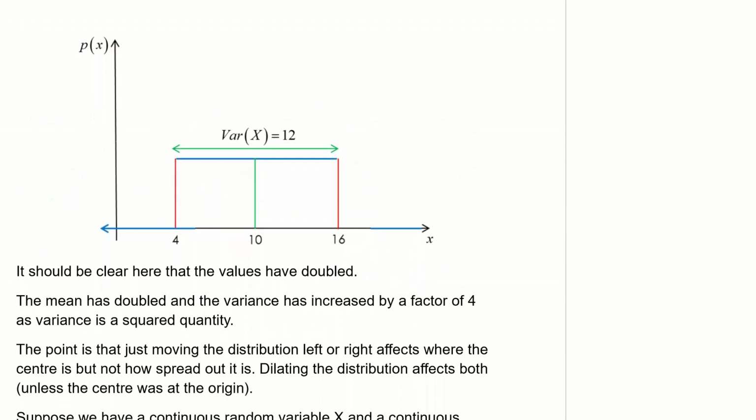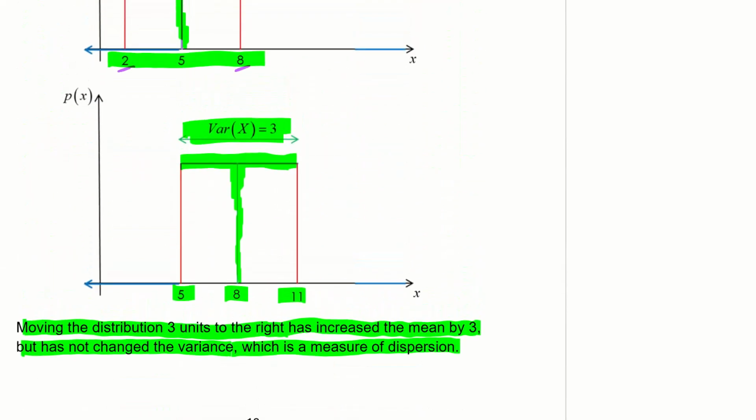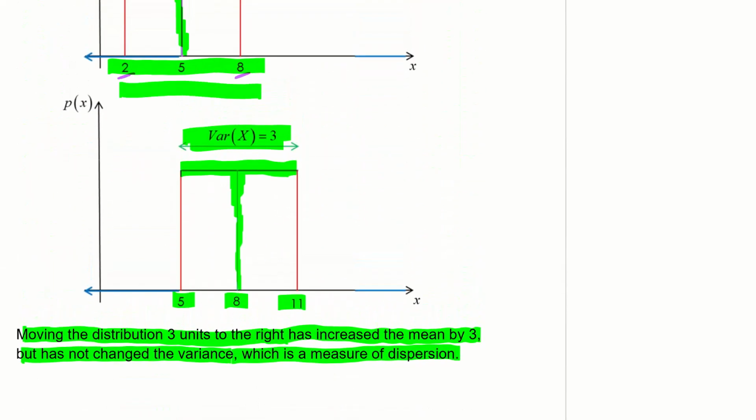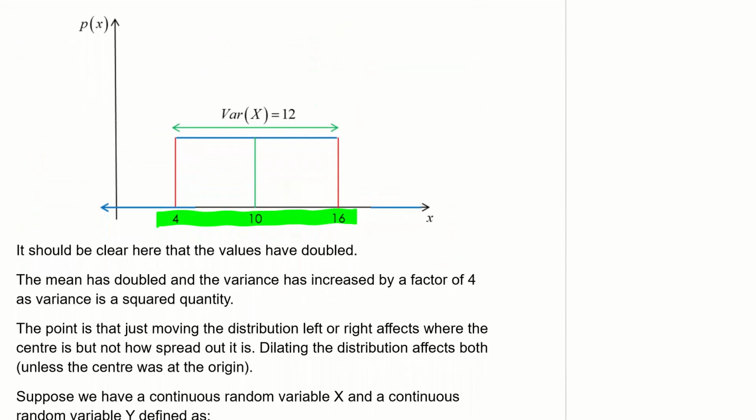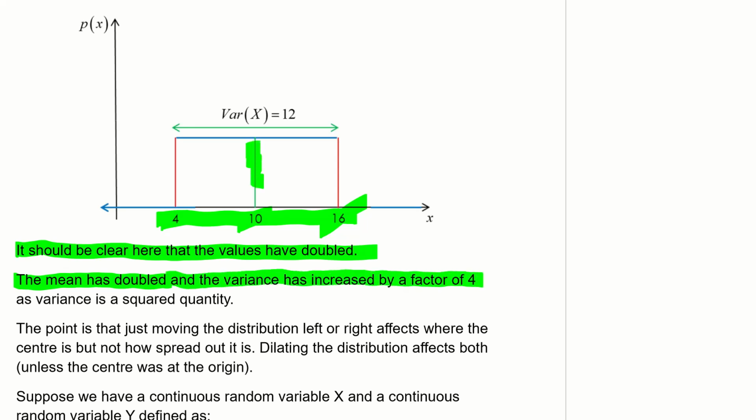If we look at this one here, we've got 4, 10, and 16. So how have we produced that from the original? It looks like we've doubled it. We've multiplied everything by 2. It should be clear here that the values are doubled. 4 is 2 times 2, 10 is 2 times 5, 16 is 2 times 8. The mean has doubled, so it's now 10. And the variance has increased by a factor of 4, as variance is a squared quantity. We'll talk about that again in a moment.